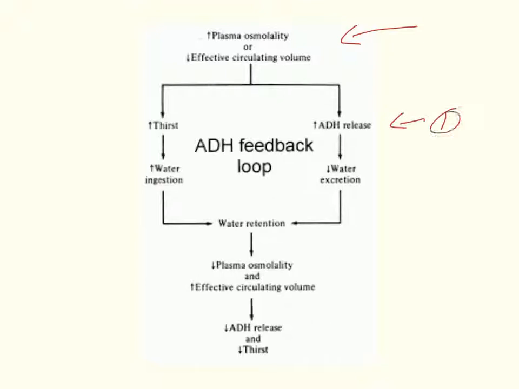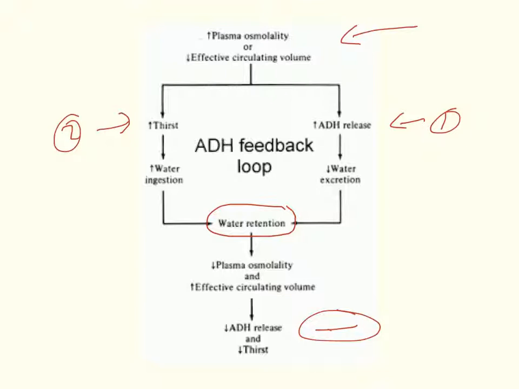Number one, ADH is released from the posterior pituitary gland, and number two, you get that sensation of thirst. Once you increase your ADH release, that is going to decrease your water excretion by causing you to retain water at the tubules. So remember, this is happening at the nephrons. You drink some water, so you increase your water ingestion, and that also increases your water retention in the body. These two combined effects will decrease your plasma osmolality, or decrease your blood osmotic pressure, I should say.